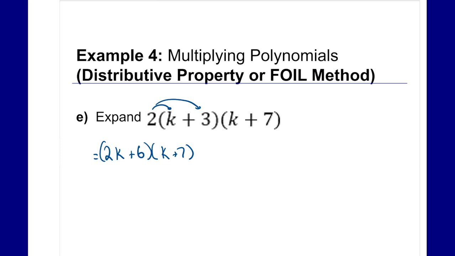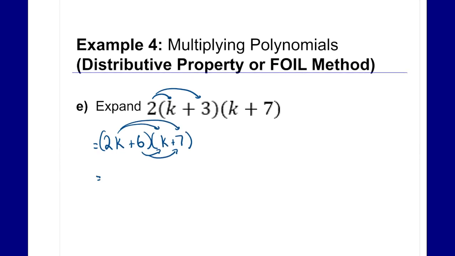So what we still have to do is take the answer from the first expansion, or the first multiplication, and now multiply that by the next bracket. So now we're going to multiply 2k plus 6 into k plus 7. And here's where, again, we use the distributive property. Every term in the first bracket is going to multiply each term in the second.